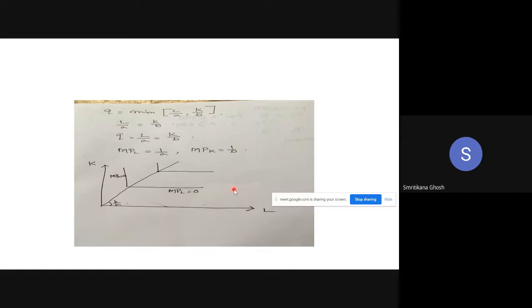Okay, take your time, look at this slide and make the concept clear. Any doubt you can ask. Ma'am, at the corner points, the slope is B by A. Yes, yes.